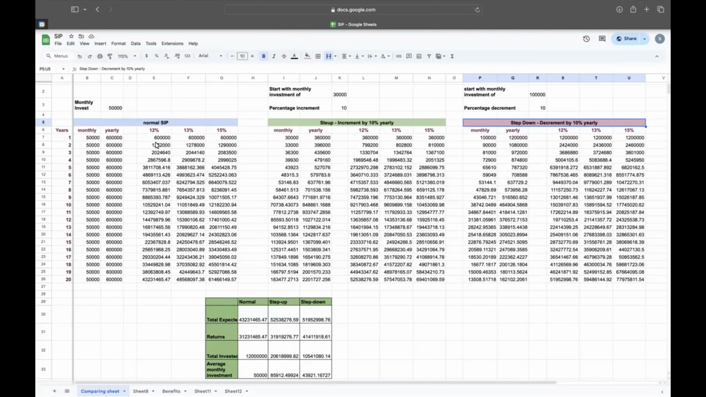Now, let's get into the details of normal SIP with calculations. In this example, I have taken 50,000 monthly investment for a maximum of 20 years. And across all the types, I'm using returns of 12%, 13%, and 15%.